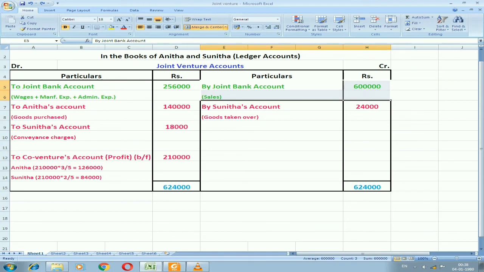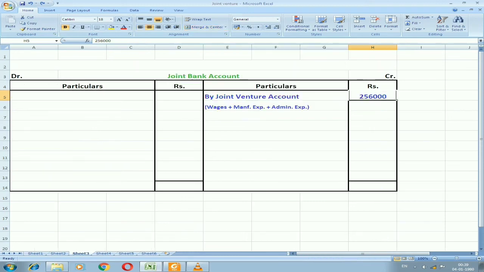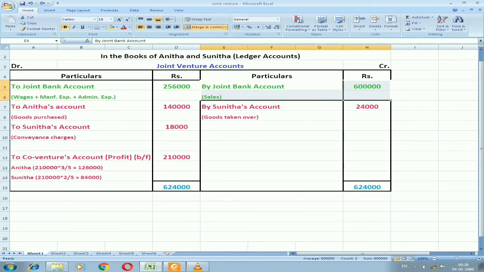It is on the credit side, the reason is sales 6 lakh, that we are supposed to take in joint bank account on the debit side, that is, To joint venture account. On the debit side, To joint venture account, reason is sales, amount of rupees 6 lakh. On the joint venture account, we don't have any other entries related to joint bank account.